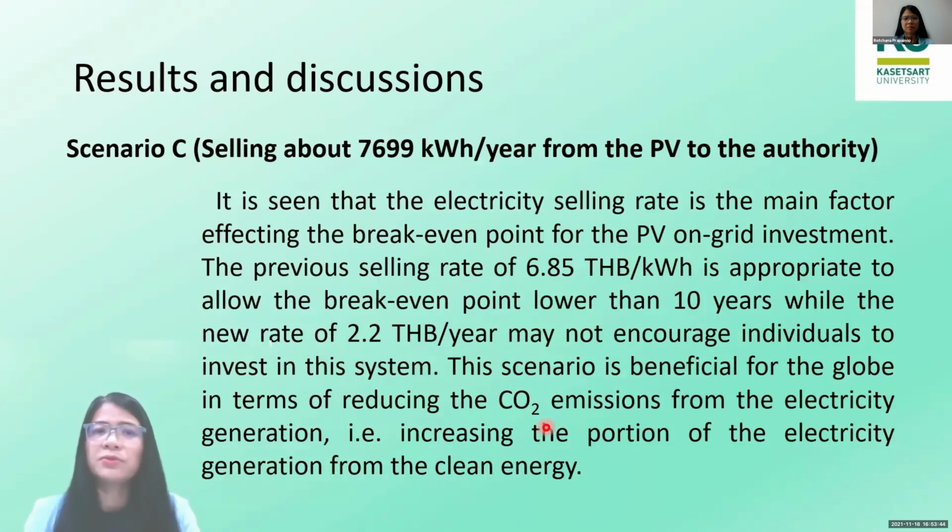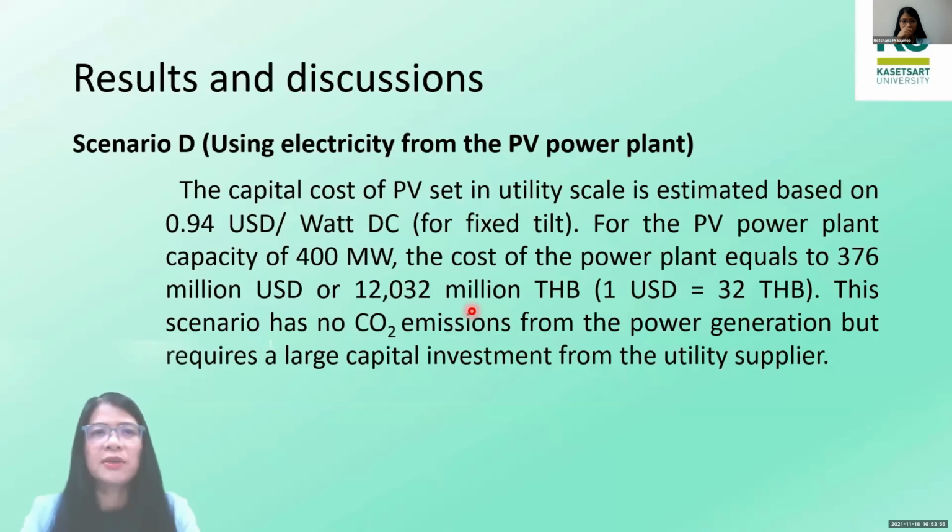These scenarios could reduce the CO2 emission. However, the main point is the selling rate set by the authority. And for scenario D, if the authority invests in a new power plant using the PV system, they have to invest about 12,000 million baht for 400 megawatt.